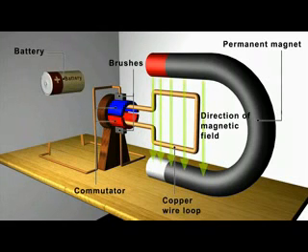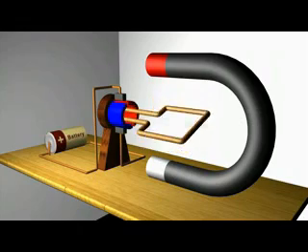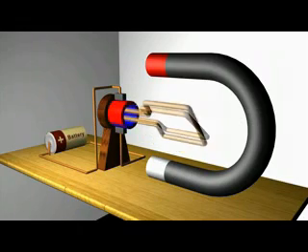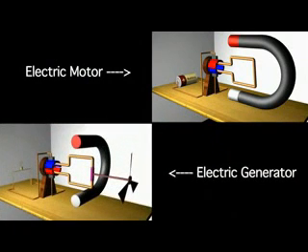Now when we pass current through the circuit, this creates a magnetic field around the wire, which interacts with the field of the permanent magnet to produce a rotation of the loop that looks like this. The electric motor and the electric generator are related like two sides of a coin.